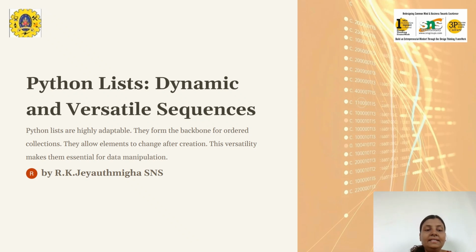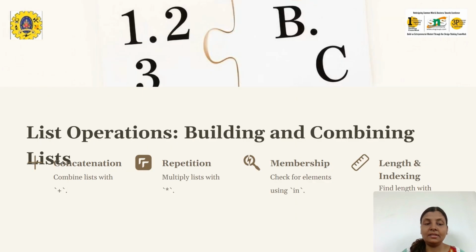Today, let us discuss Python list. Python lists are highly adaptable. They form the backbone for ordered collections. They allow elements to change after creation. This versatility makes them essential for data manipulation.